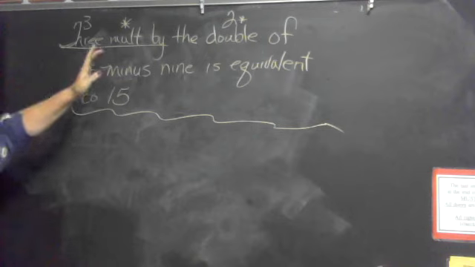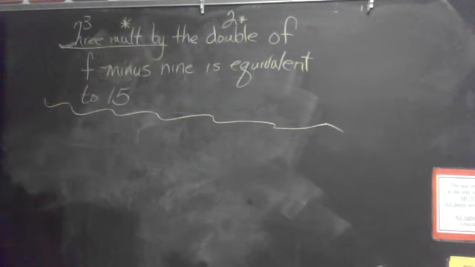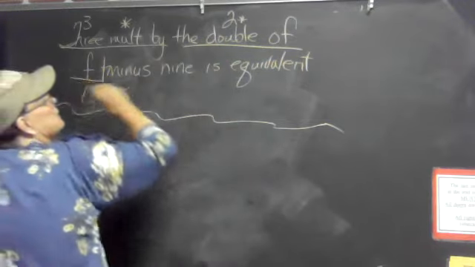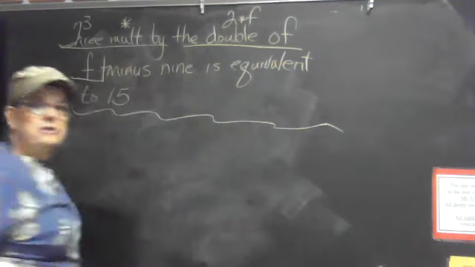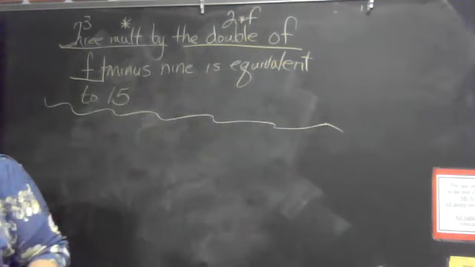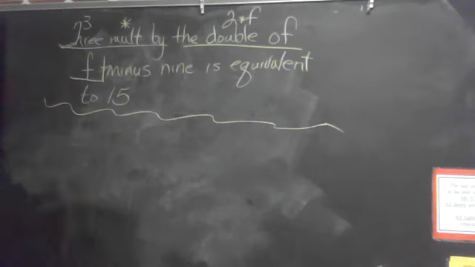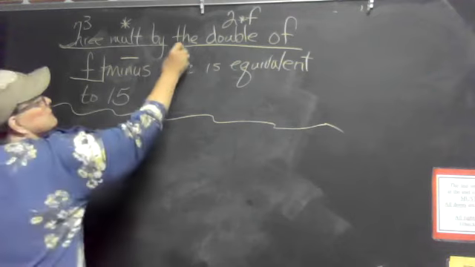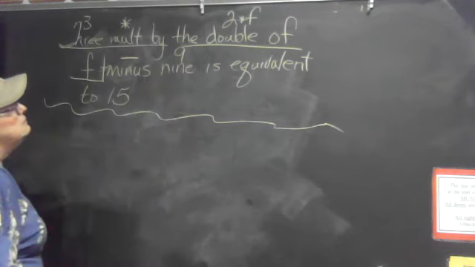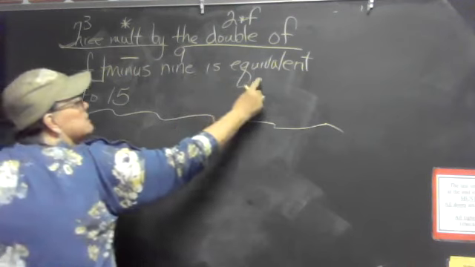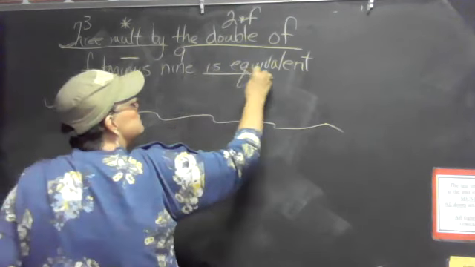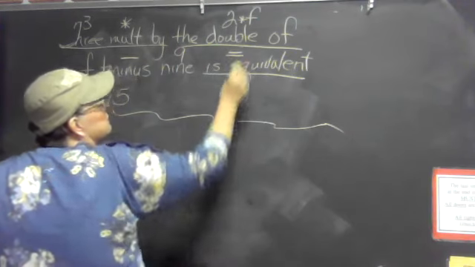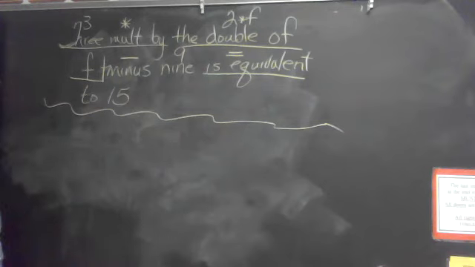3 multiplied by the double of F. Okay? The double of F is 2F. Double means times 2. The double of F minus 9 is equivalent, which is a new word for you. I think we've seen it once. But look, it looks just like equal, which is what it means. Is equivalent to 15.